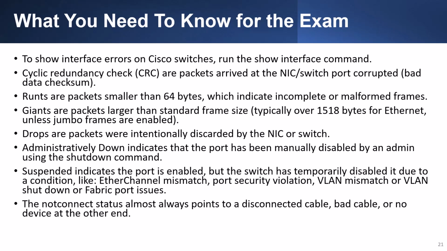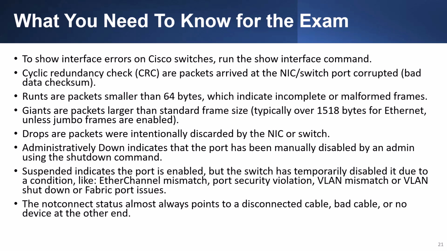In summary, to show interface errors on Cisco switches, run the show interface command. Cyclic redundancy check, or CRC errors, are when packets arrive at the NIC or switch port corrupted with bad data checksum. Runts are packets smaller than 64 bytes, which indicate incomplete or malformed frames. Giants are packets larger than the standard frame size, which is typically over 1,518 bytes for Ethernet, unless jumbo frames are enabled. Drops are packets that were intentionally discarded by the NIC or switch.